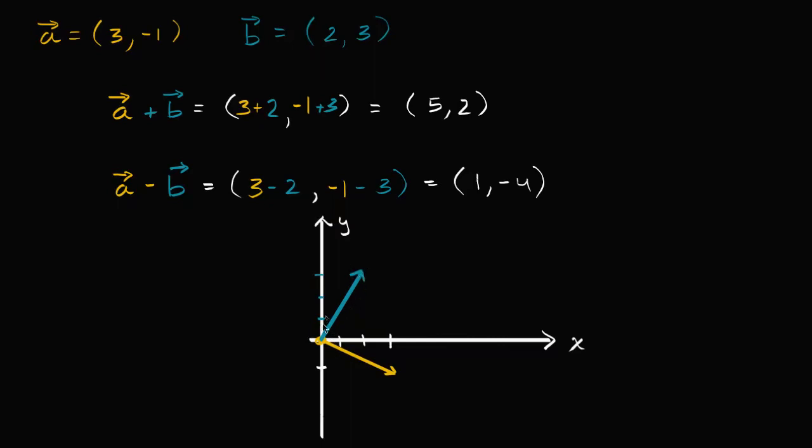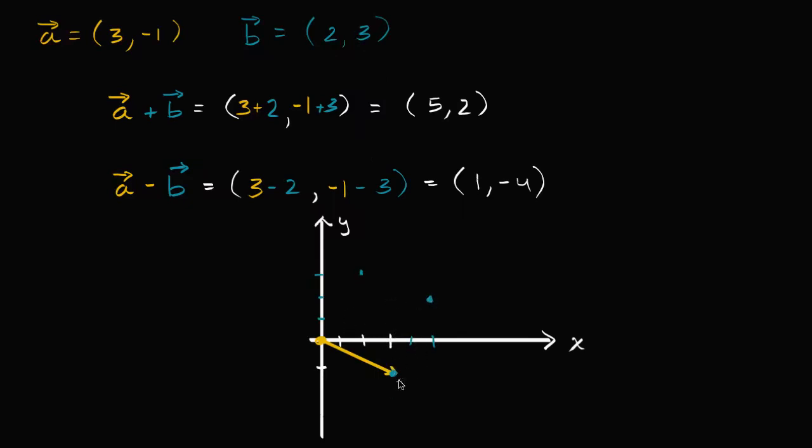But if we're going to add vector B to vector A, what we want to do is shift vector B over so that its tail starts at A's head, or its initial point starts at A's terminal point. So let's do that. If we start right over here, we're going to go 2 more in the x direction, and we're going to go 3 in the y direction. So 1, 2, 3. So we're going to end up right over there.